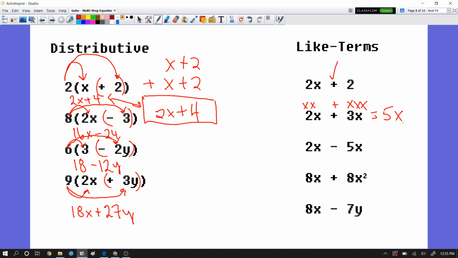Okay. This has a letter after it. This has a letter after it. That means they're the same. They're like terms. That means basically you're just doing 2 minus 5. And that'll give you negative 3x.